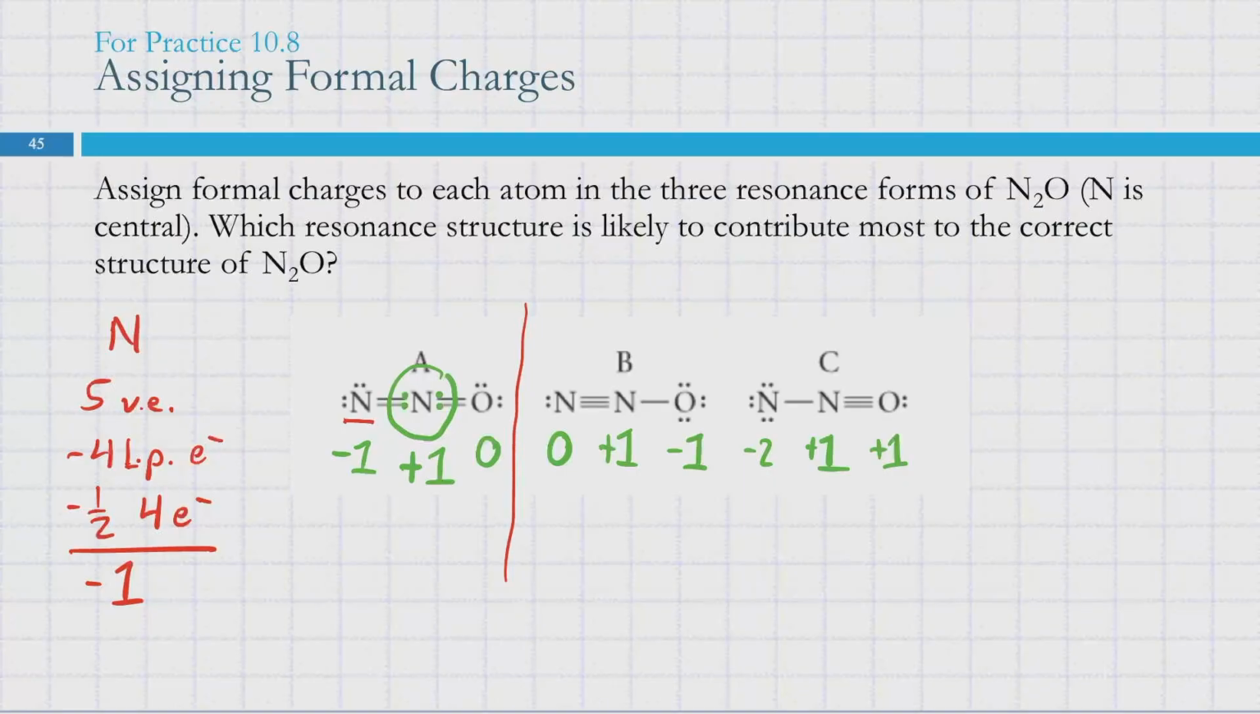Now, considering the formal charges that we came up with, one of these is clearly the worst. Which one is that? C. It's C, because we have formal charges on everything, and we have a -2. These other ones, we don't have any -2s. We have a smaller number of formal charges. So C is definitely not correct.